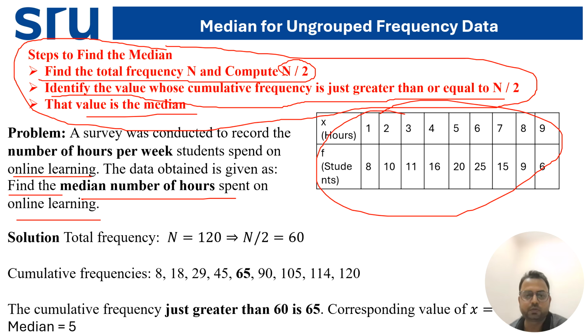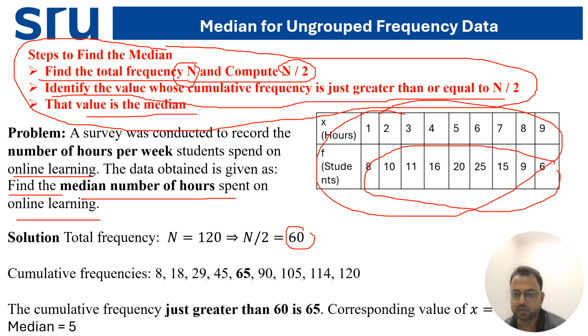What we do, first we find N, capital N. What is N? N is the sum of all frequencies. So we take the sum of all frequencies, which is 120, and then we divide 120 by 2, which is 60. And then we identify the value whose cumulative frequency is just greater than 60.